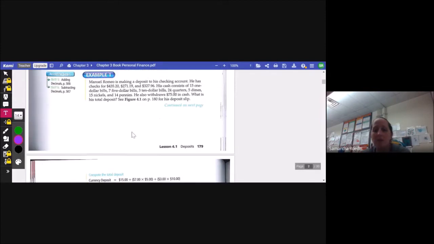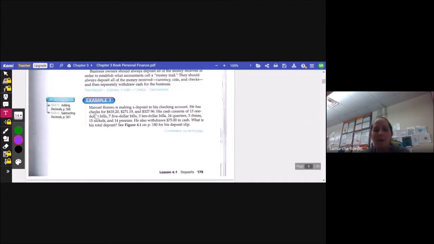So I'm going to look at the checks and add all my checks together. His cash: 15 $1 bills, so that's $15. 7 $5 bills, so I take 5 times 7, which is $35. 3 $10 bills, so 3 times 10, which is $30. 24 quarters, there are 4 quarters in a dollar, so I divide 24 by 4, which is 6, so an additional $6. 5 dimes, so that's 50 cents.